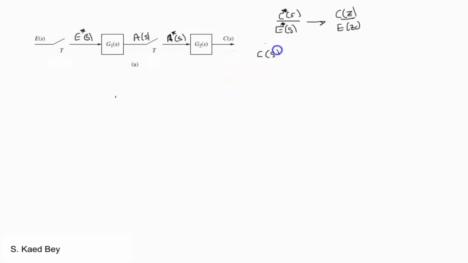C of S equals G2 of S multiplied by A star of S. This is one equation. The second equation is A of S equals G1 of S multiplied by E star of S.